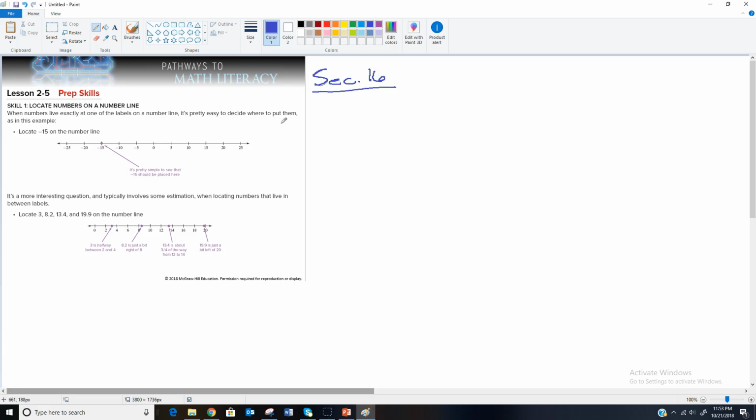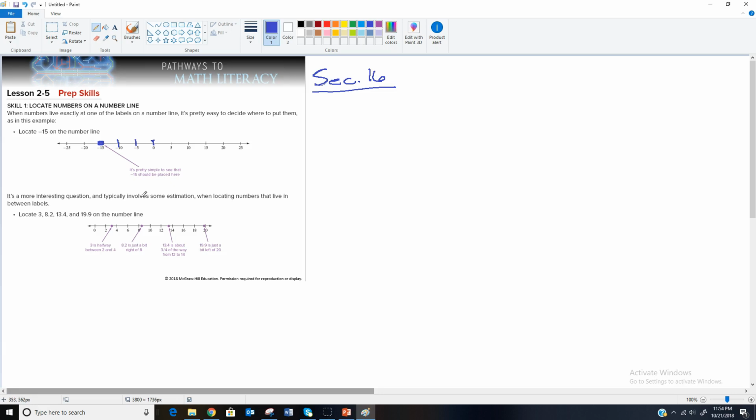And we're going to start off with the prep skills as always. Our first prep skill is to locate numbers on a number line. When numbers live exactly at one of the labels on a number line, it's easy to decide where to put them. So, if we want to locate negative 15, here's 0. It goes by 5, so this would be negative 5, negative 10, and negative 15 would be right here.